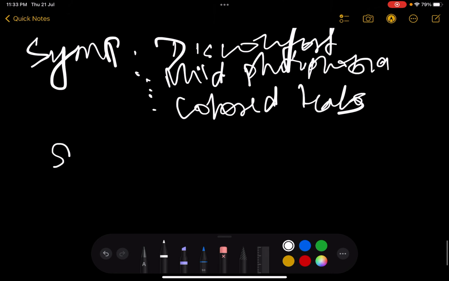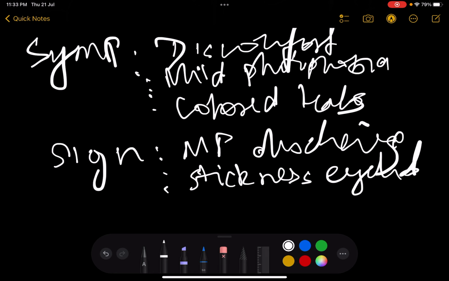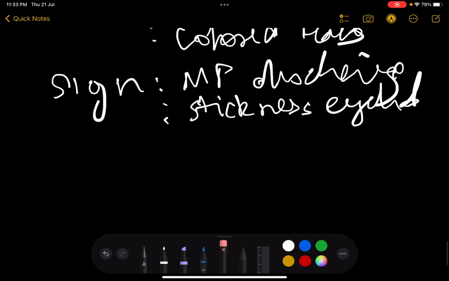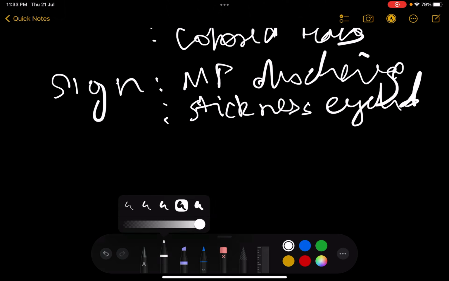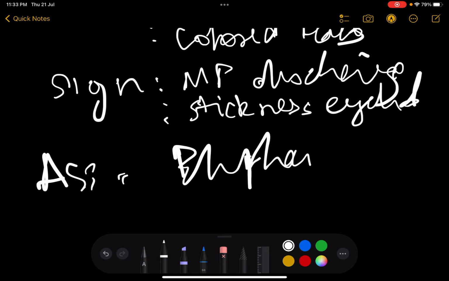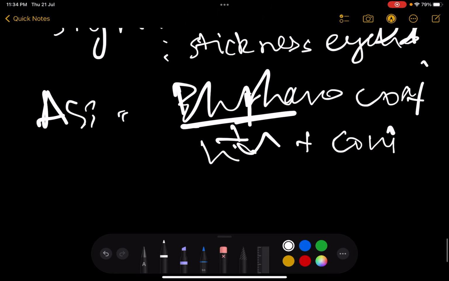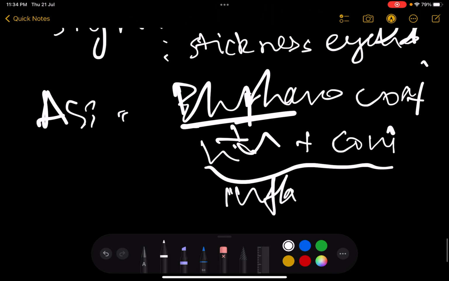And the signs are going to be simple. The signs are going to be mucopurulent discharge. Come on, the name says it all. And obviously, you're going to have a very important thing, which is stickiness of the eyelid. Why is there going to be stickiness of the eyelid? Because of the discharge. Come on, that's so simple. What are the other associations that I can write when I'm talking about this disease? I can say blepharoconjunctivitis. Blepharo means lid, conjunctivitis means conjunctiva, and itis means inflammation. So there's going to be inflammation of the conjunctiva and the lid in acute mucopurulent conjunctivitis.